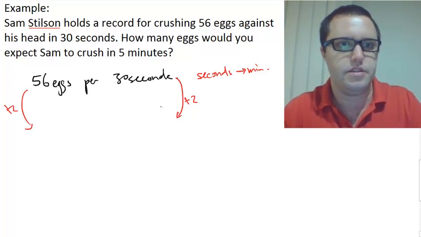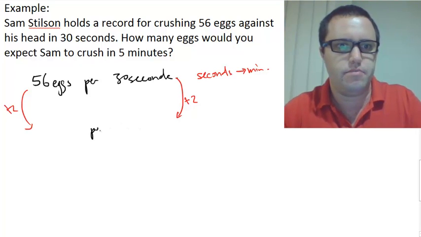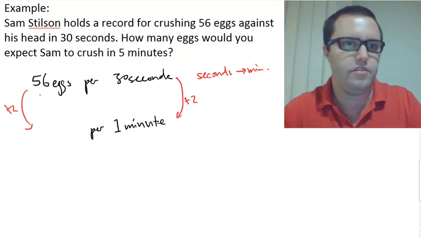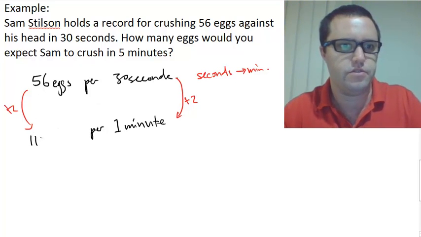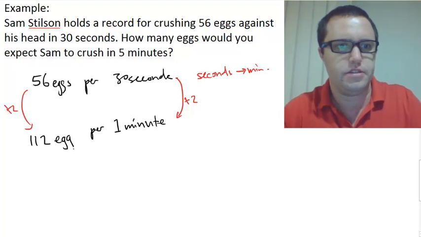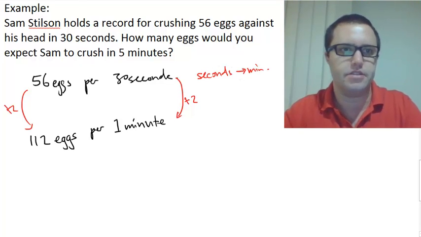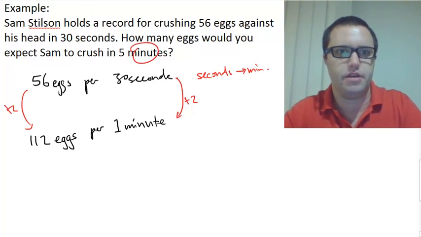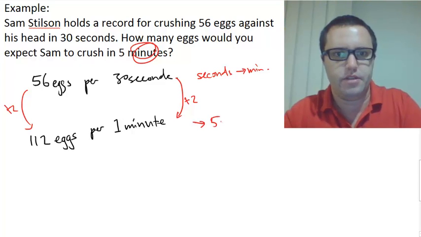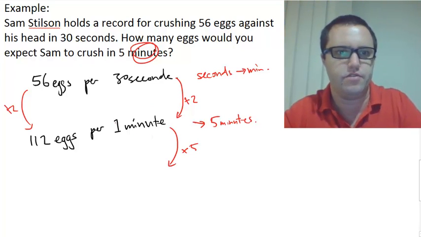Okay, and so that gets us per 1 minute, and 56 times 2 is 112 eggs per 1 minute. So we've gone from seconds to minutes because our final answer is looking to be in minutes. So next we're going to go from 1 minute up to 5 minutes. So we will multiply this side by 5 to get from 1 minute to 5 minutes.